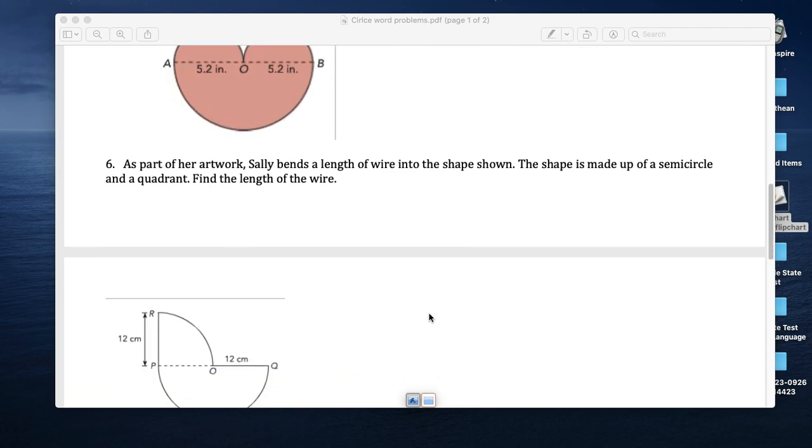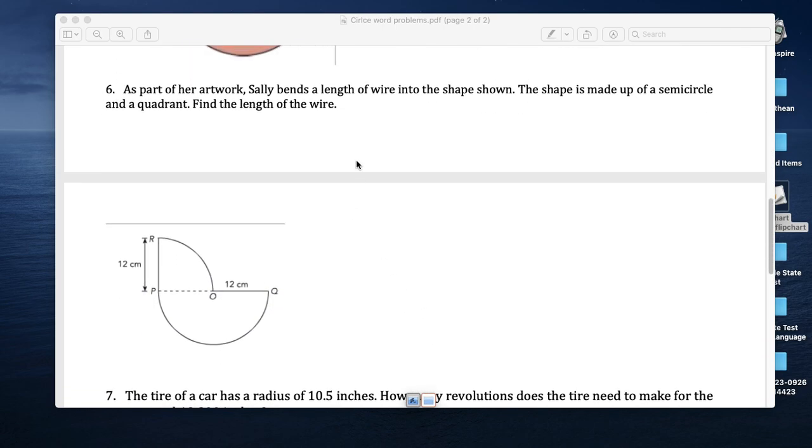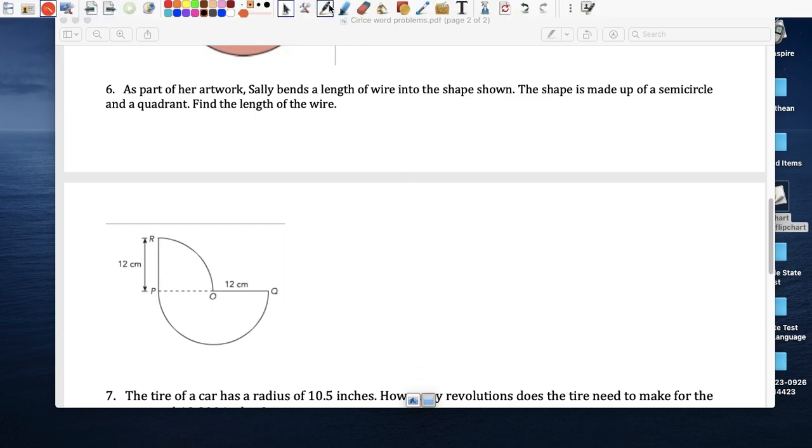Number 6. As part of our artwork, Sally bends a length of wire into the shape below. The shape is made up of a semicircle and a quadrant, and we need to find the length of the wire. So let's identify the parts that we know. I know this guy's 12, I know this guy's 12. Let me draw it out. This guy's 12.